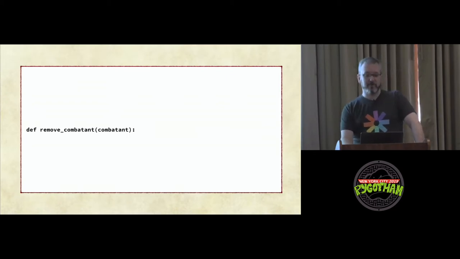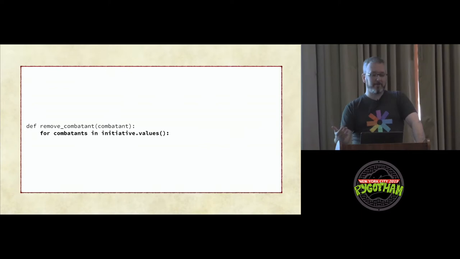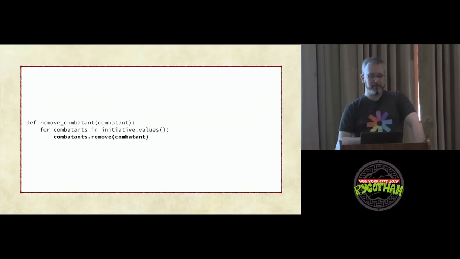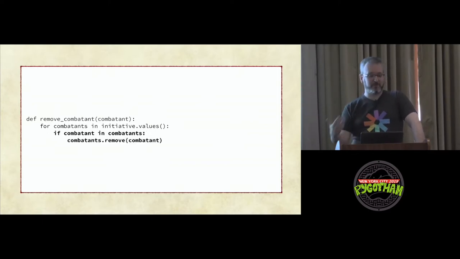We'll also need to remove combatants for various reasons. Maybe they run away, maybe they're defeated, maybe they disappear for some reason. So we'll walk through the different combatants in the initiative dictionary. And one catch here, as we try to remove them, is that the list remove method will throw an exception if the item we're trying to remove isn't actually in the list. So we need to check first to see if they're there before we try to do it.